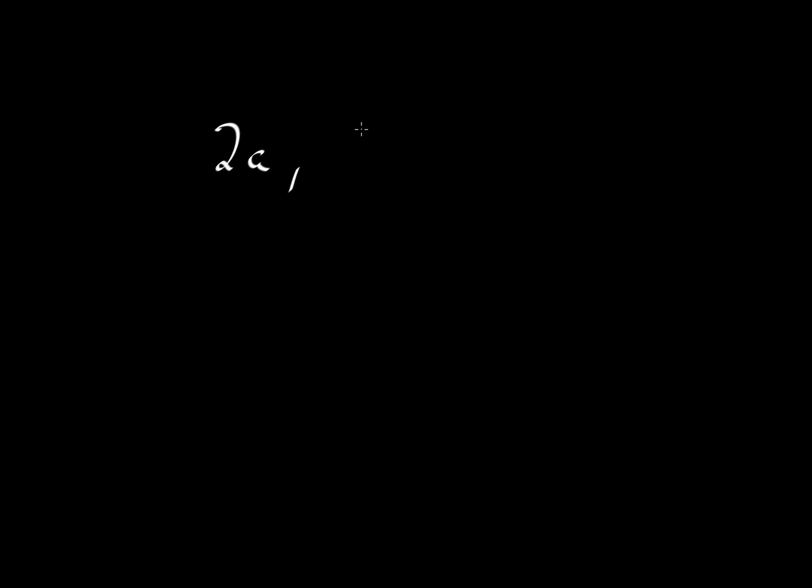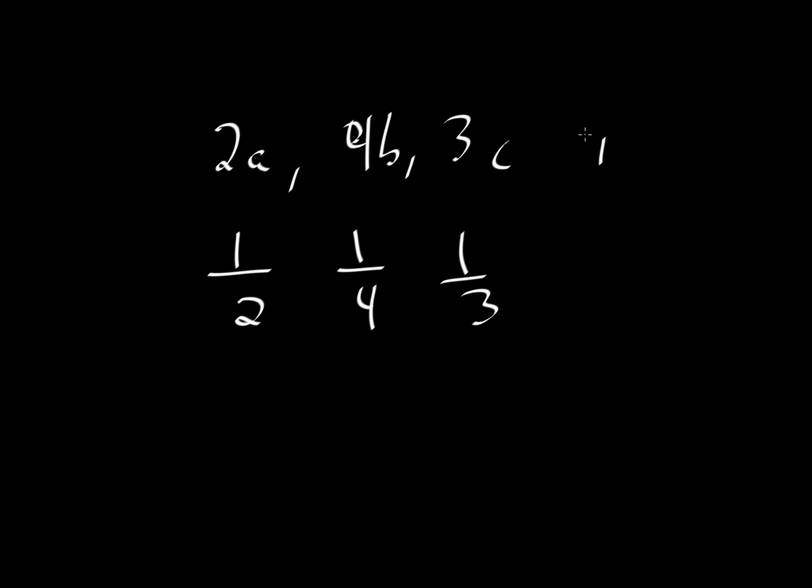So we had 2a, 4b, and 3c. Well, what we would do is we would invert these. So we have 1 over 2, 1 over 4, and 1 over 3. We've established the intercepts first, so that's step 1. Now we invert, and then in step 3 we clear the fractions.